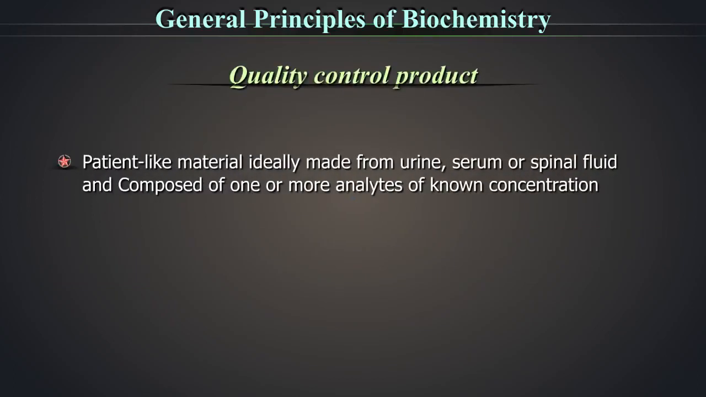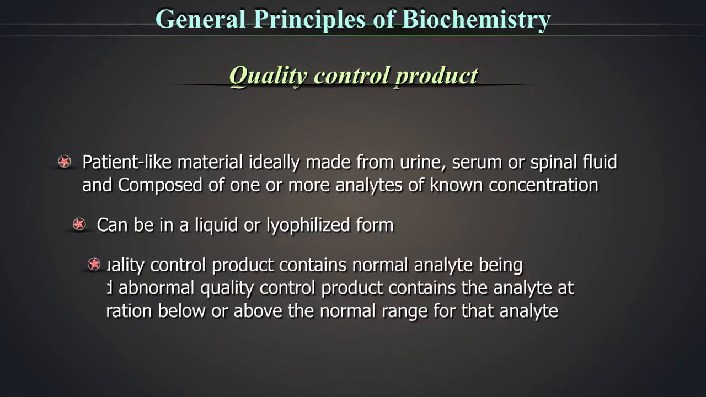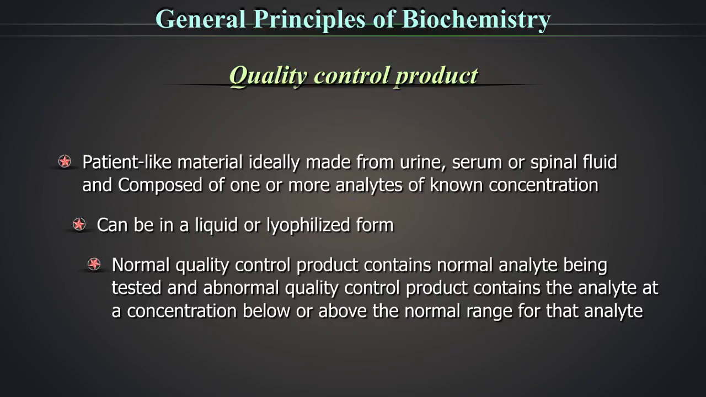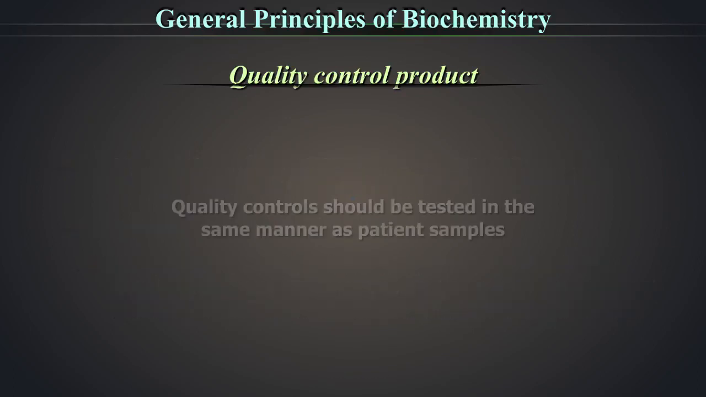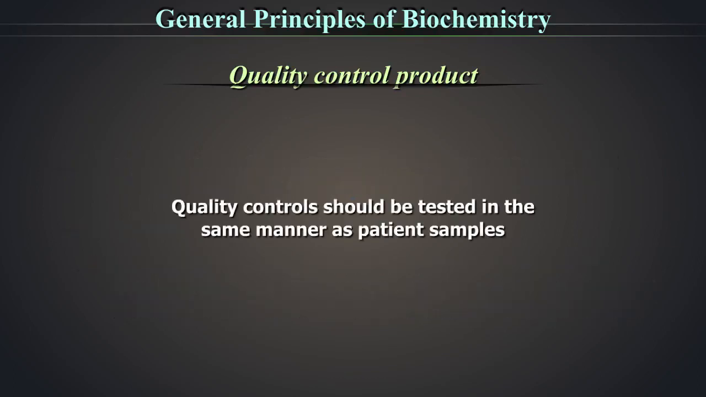Quality controls, QC. Quality controls are patient-like material ideally made from urine, serum, or spinal fluid and composed of one or more analytes of a known concentration. They can be liquid or freeze-dried, that is lyophilized. A normal quality control product contains a normal level of the analyte being tested, and an abnormal quality control product contains the analyte at a concentration below or above the normal range for that analyte. Quality controls should be tested in the same manner as the patient samples.